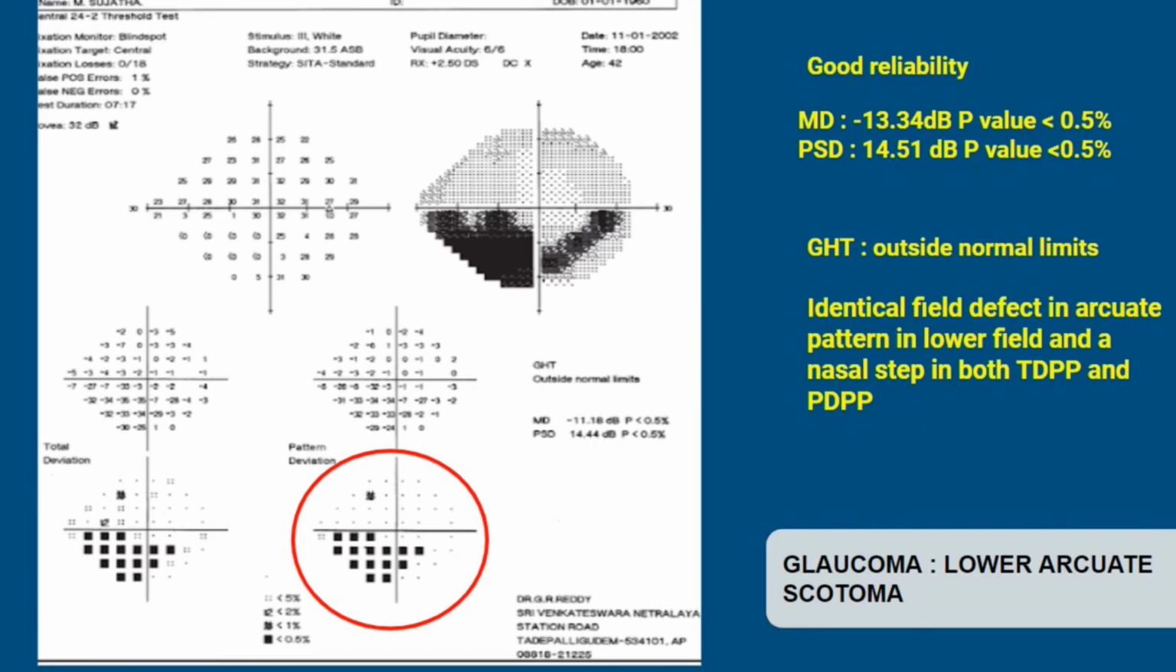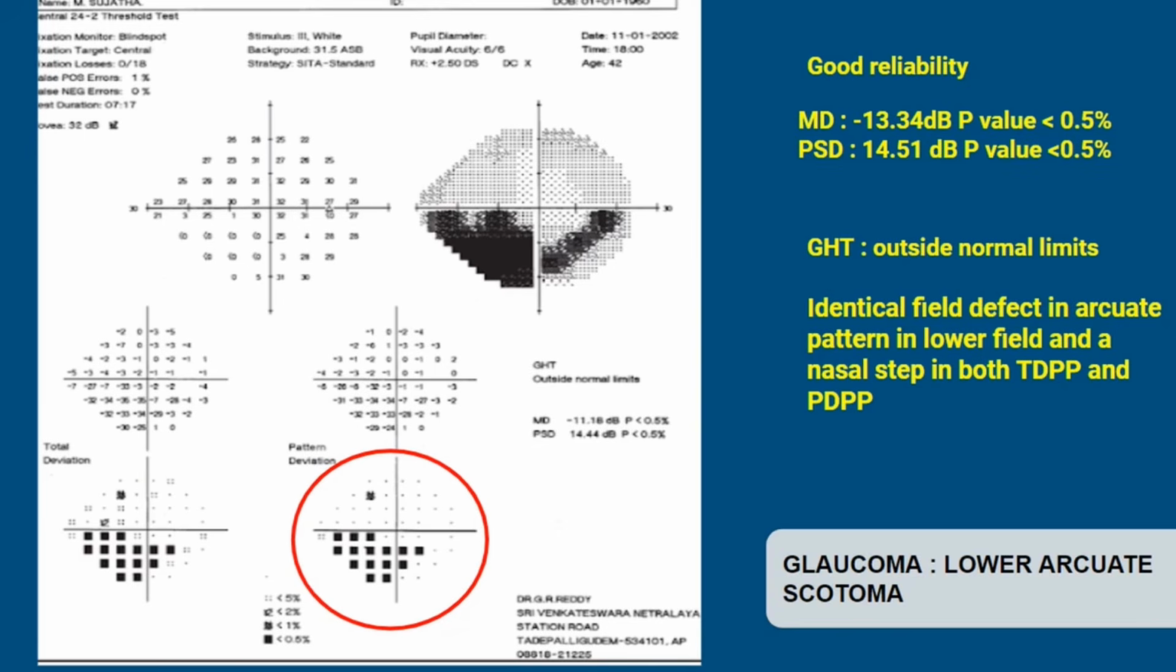In this printout, the reliability is good. Mean deviation is abnormal, -13. Pattern standard deviation is +14.51. Glaucoma hemifield test is outside the normal limits. And we can see that in both the TDPP and in the PDPP, identical field defect is present in the arcuate pattern in the lower field.